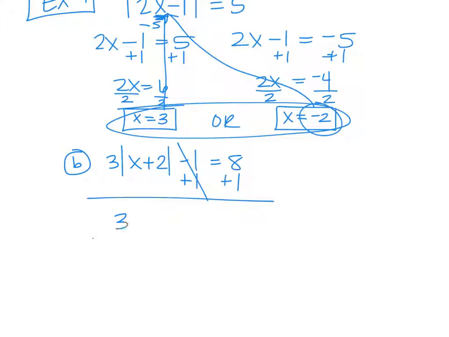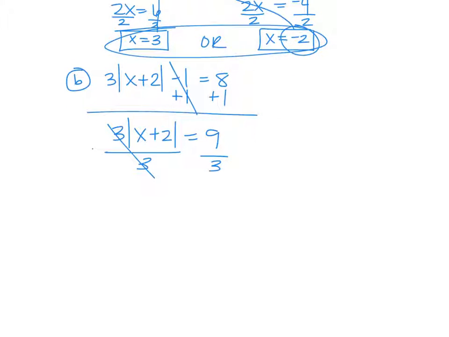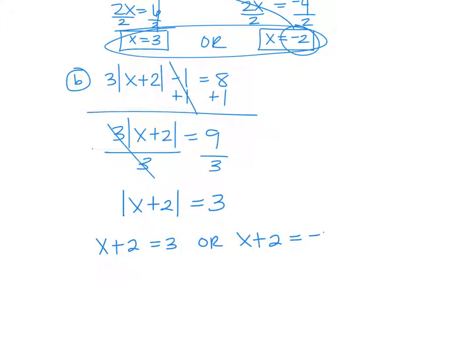So add the 1. We get 3 times the absolute value of x plus 2 equals 9. Right now you're multiplying, so you do the opposite. We're going to divide by 3. You're left with the absolute value of x plus 2 equals 3. Now what do you do? Write the two equations, the +3 and the -3. So this is going to be x plus 2 equals 3 or x plus 2 equals -3. Does it make sense why we're doing a +3 and a -3?